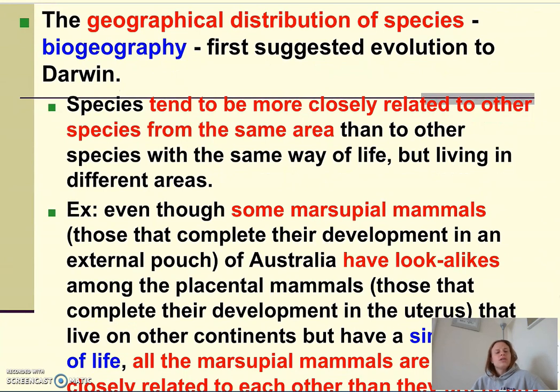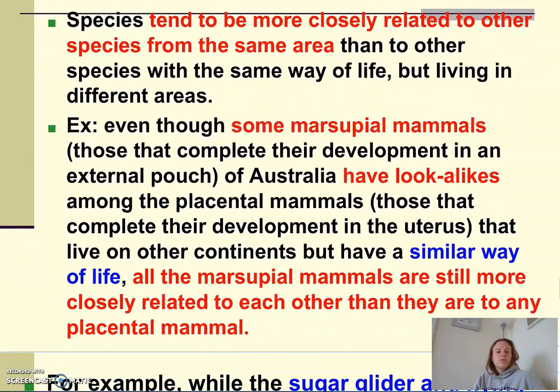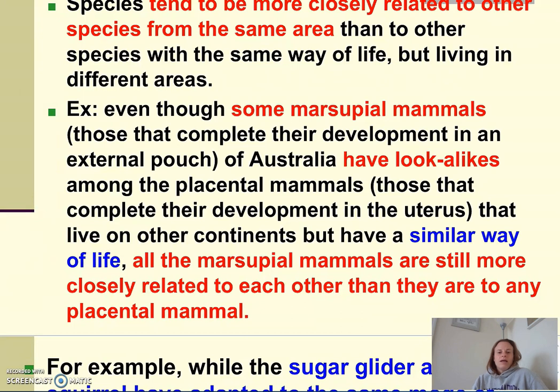Darwin also used the geographical distribution of species to help create his theory of evolution. It's called biogeography. And what Darwin noticed was that species tend to be more closely related to other species from the same area than to other species with the same way of life, but living in different areas. So, for example, there are marsupial mammals that have lookalikes in North America, but they are placental mammals. Now, they have a similar way of life and they look alike.